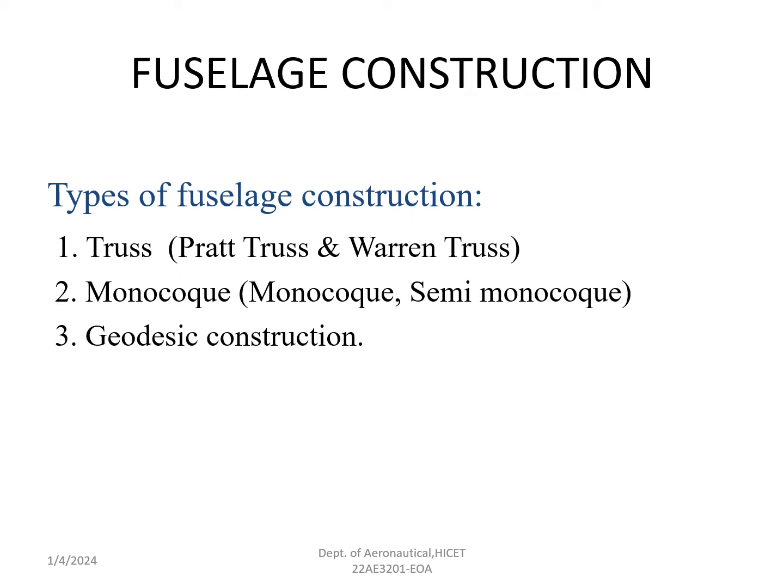The next is monocoque. Monocoque is classified into monocoque and semi-monocoque, depending upon the members we use. Nowadays we can see monocoque and semi-monocoque fuselage construction in almost all aircraft. Mainly, we can see semi-monocoque construction in almost all the aircraft, that means passenger and cargo aircraft. The last one is geodesic. Geodesic is an older construction. We used it during the World War period only.